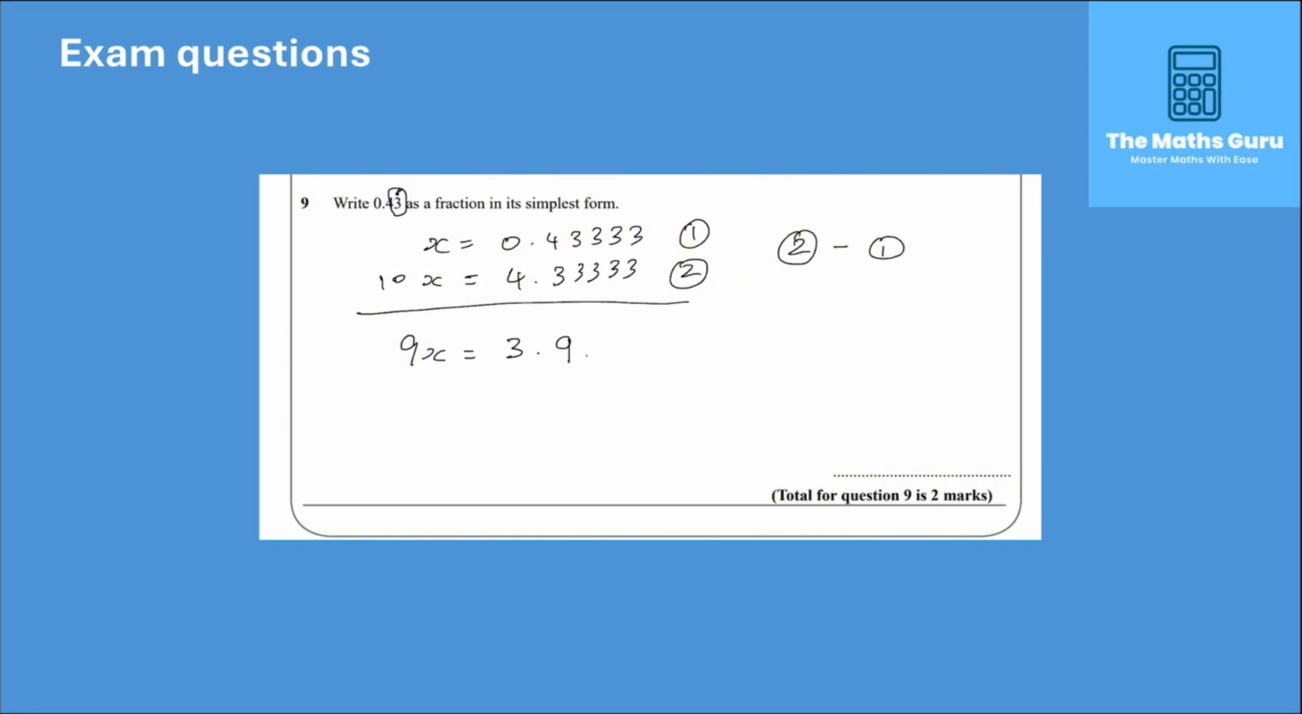3.9. Solving for x, we divide through by 9 on both sides to get x is equal to 3.9 divided by 9. And then once again, we times by 10, top and bottom, because we cannot have a decimal in the fraction, so 39/90, which simplifies to 13/30. And this is our final simplest form.